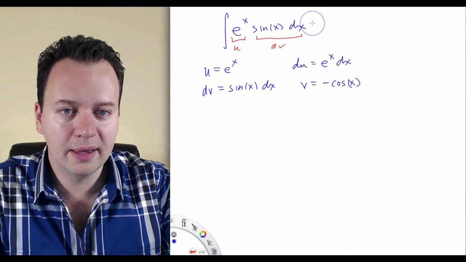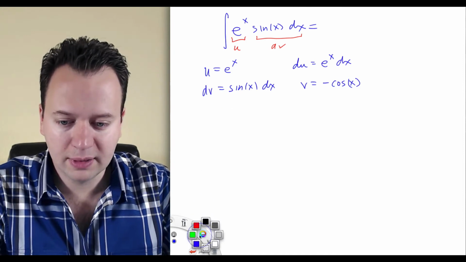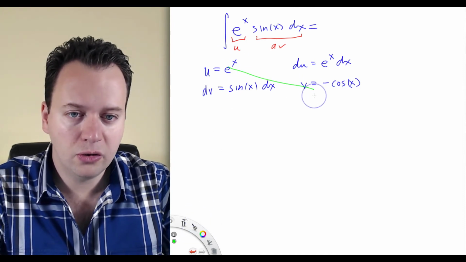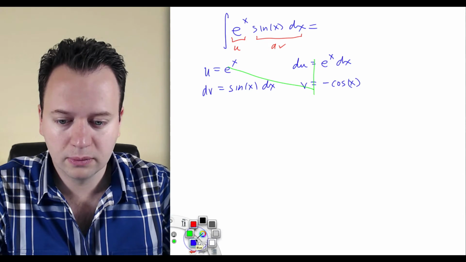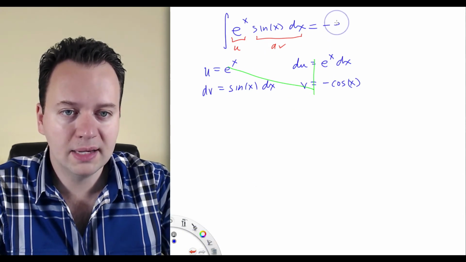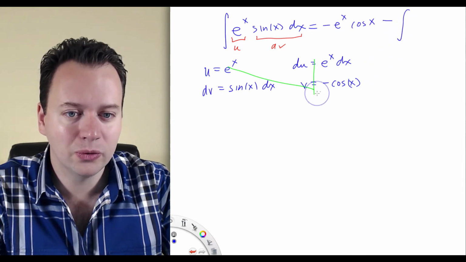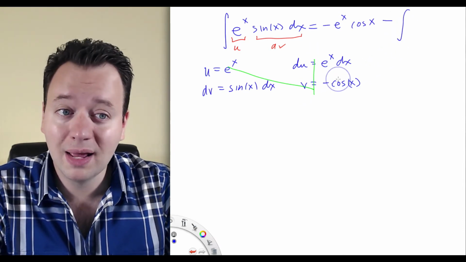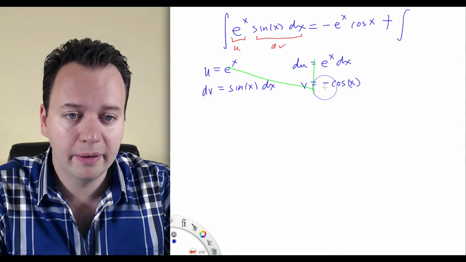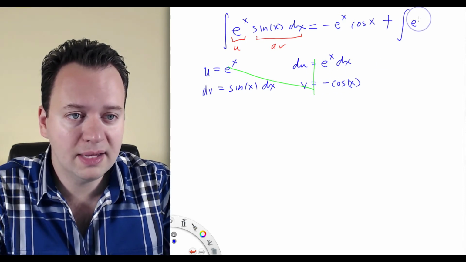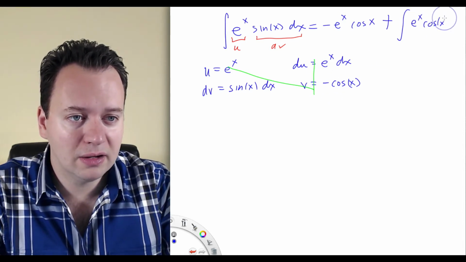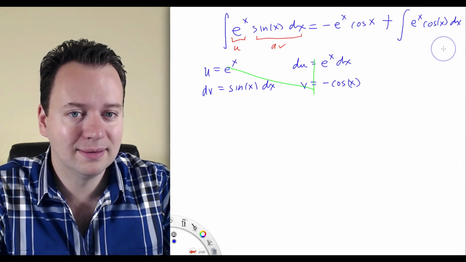Okay, so we get, again, we have this kind of backwards check: uv minus the integral of v du. So uv is minus e to the x cosine of x, and then minus the integral of v du. We have a minus sign in here, so I'm going to put that right there. And then we have e to the x cosine of x dx.